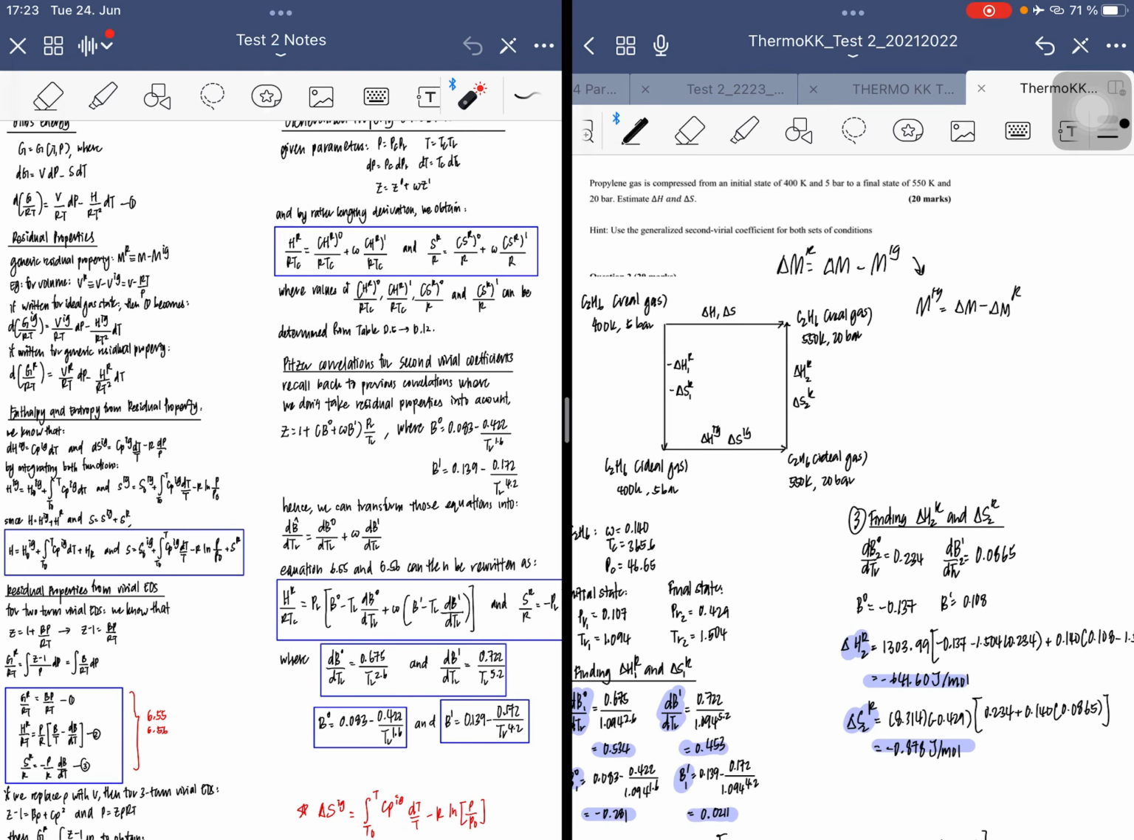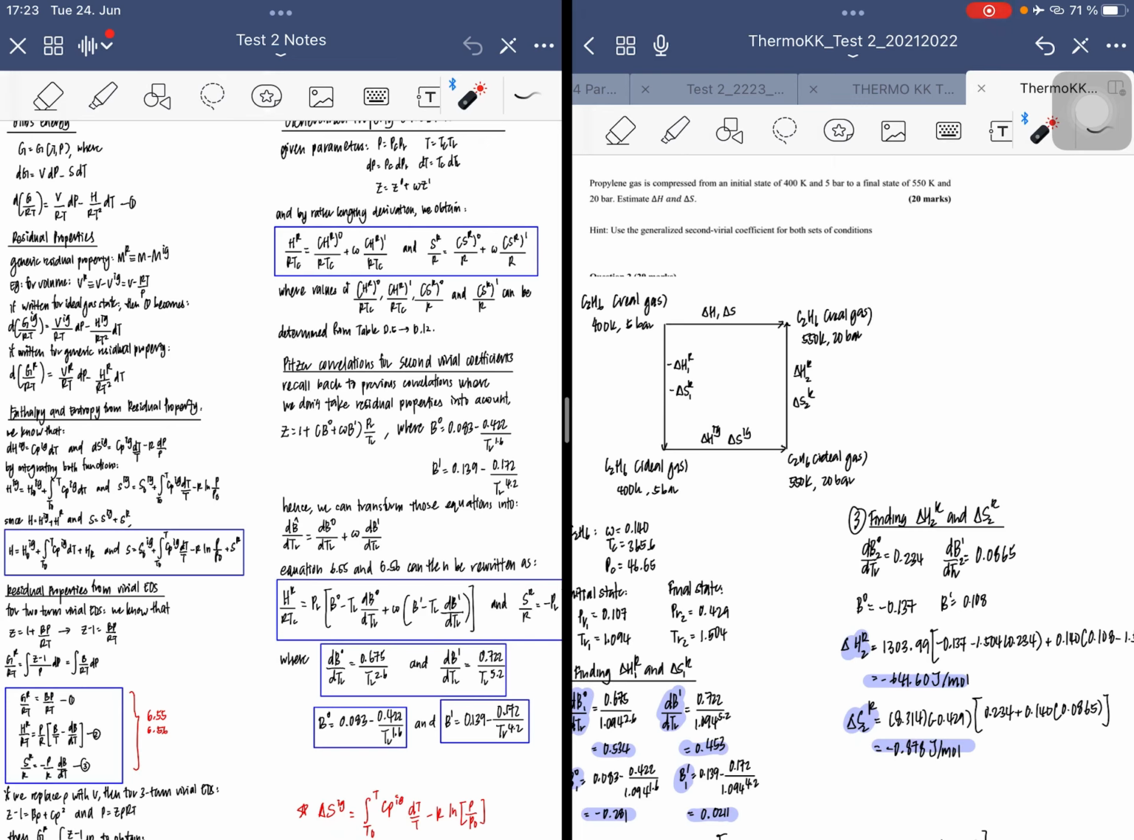So your residual will be in negative coefficient, so that's why it's negative here. So you really have to pay attention to that, the negative sign and the positive sign. And then you change it to ideal gas. The states are still the same, because we are only changing the state from real to ideal.